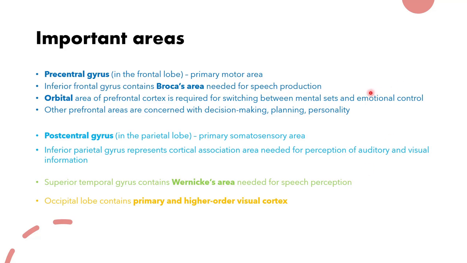Back to the frontal lobe, we have a prefrontal cortex that is responsible for the executive functions such as decision making, planning, working memory, emotional control, personality, etc. And orbitofrontal area is particularly important for switching between different mental states and emotional control. And interestingly, it's one of the latest areas to be fully matured during development, and that takes place in teenage years. We also have, of course, occipital lobe, which contains primary and higher order visual cortices that are important for visual information processing. And this is everything from me for the beginner's guide to brain anatomy and major areas.